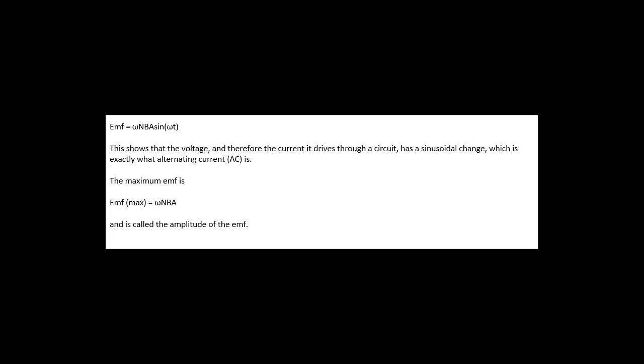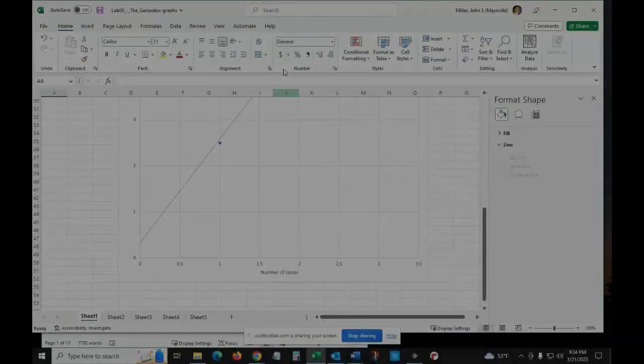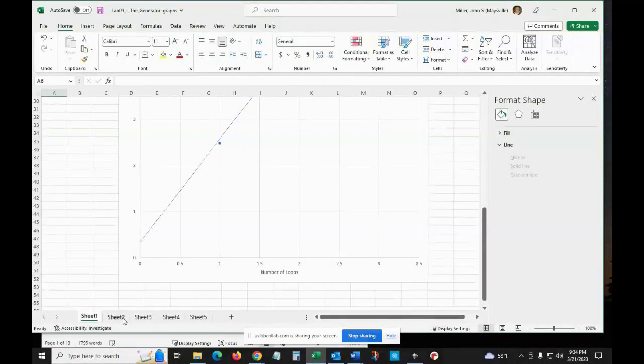Then you will plot the EMF against the number of loops while keeping everything else constant. Then the EMF against the field strength while keeping everything else constant. And finally the EMF against the percent area while keeping everything else constant. From previous graphing efforts, the expectation is these should be linear graphs.